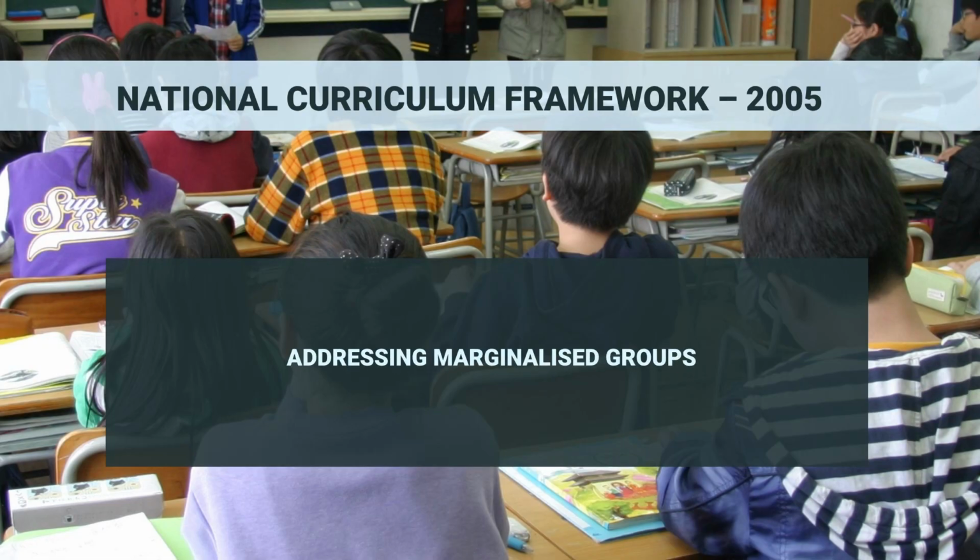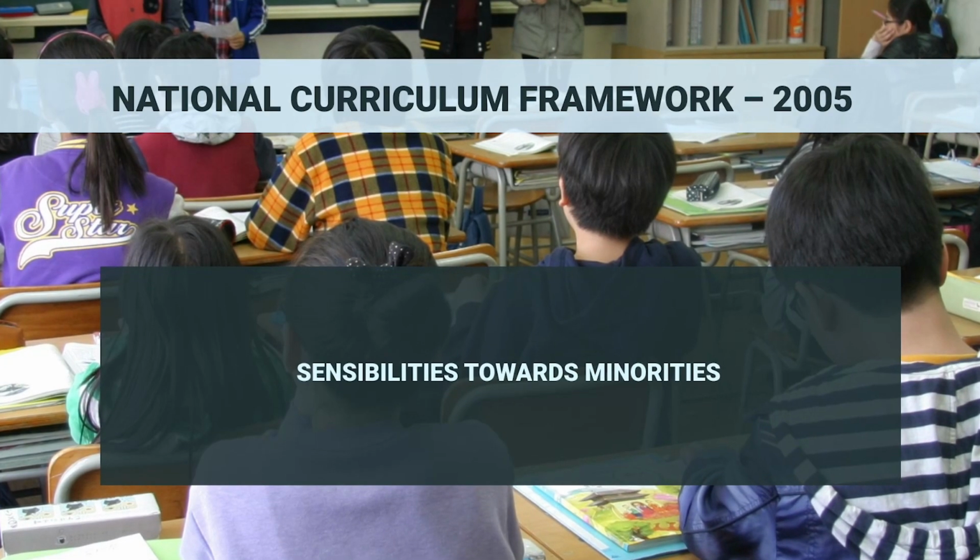Then further, addressing marginalized groups, gender issues, gender justice, and sensibilities towards minority groups of the population was another important aspect, because the goal of curriculum is to reach the unreached, to bring equality and equity in society. Unless we address the needs of minorities, marginalized groups, different sections of society and gender issues, there is no meaning of the curriculum.